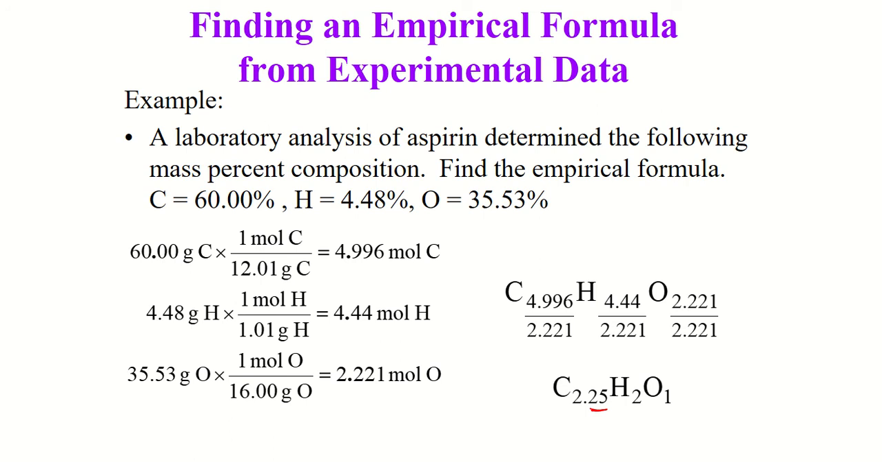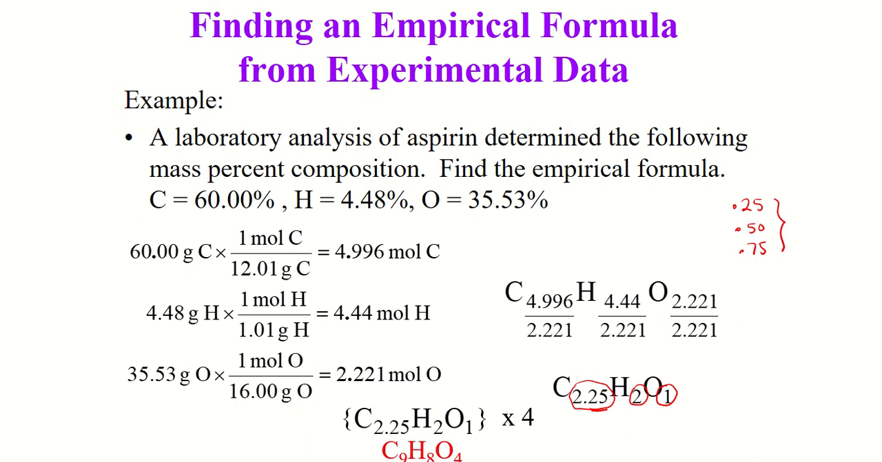Whenever we have a decimal part of our number like 0.25 or 0.50, 0.75, or any numbers like this, we prefer to multiply by an integer number to get a whole number. So in this scenario, if I multiply all numbers by 4, I can find C9H8O4. Right now, it gives us the empirical formula of this medication.